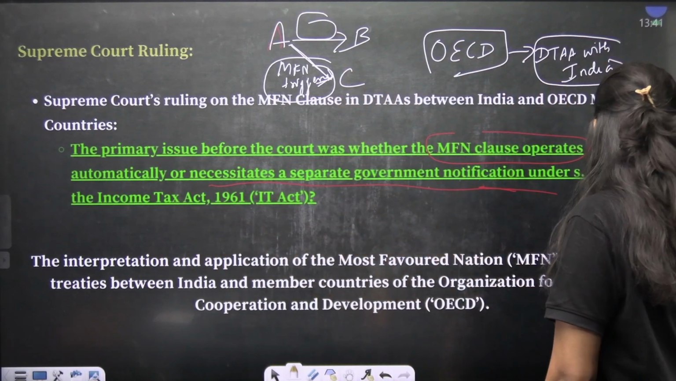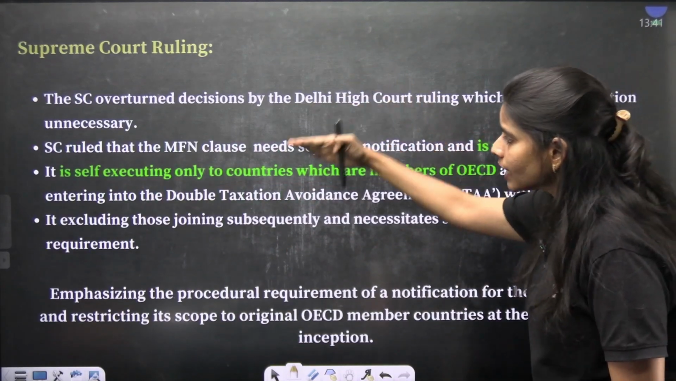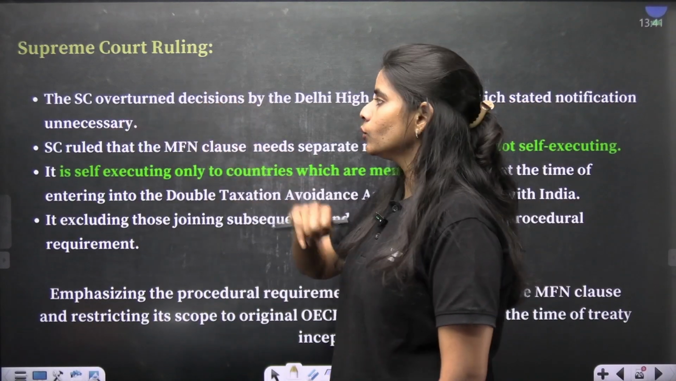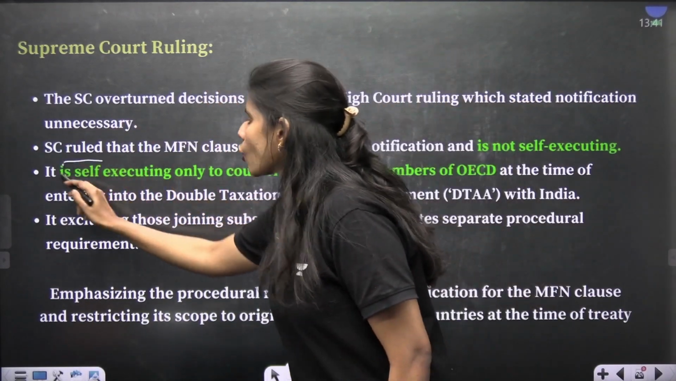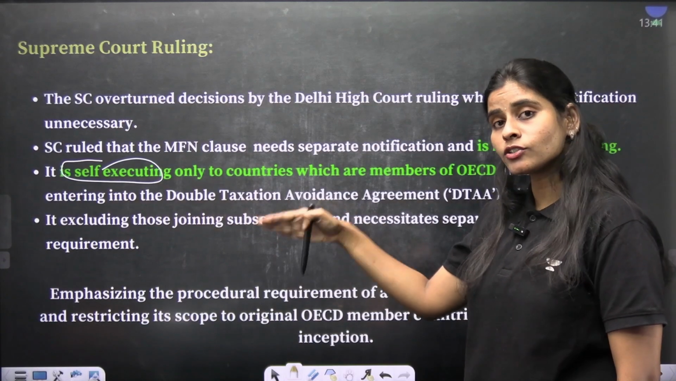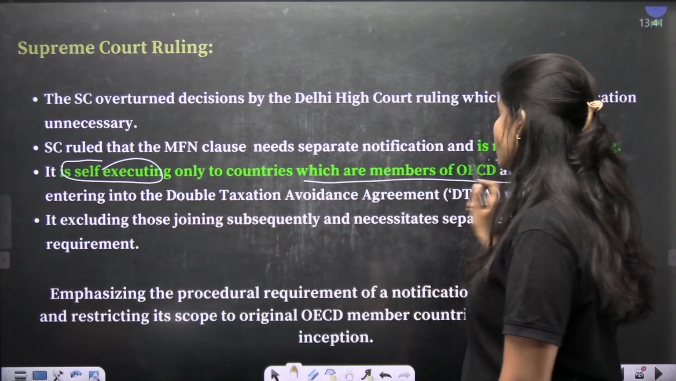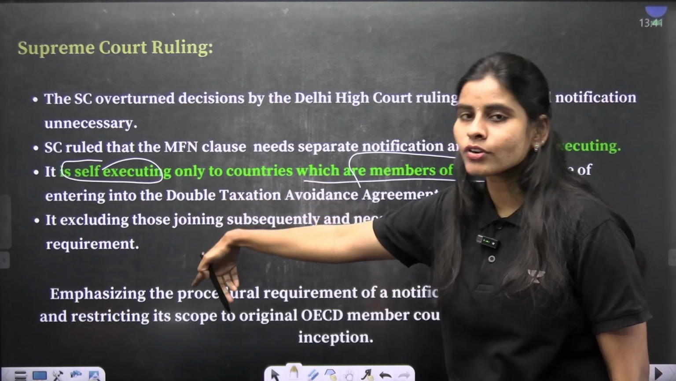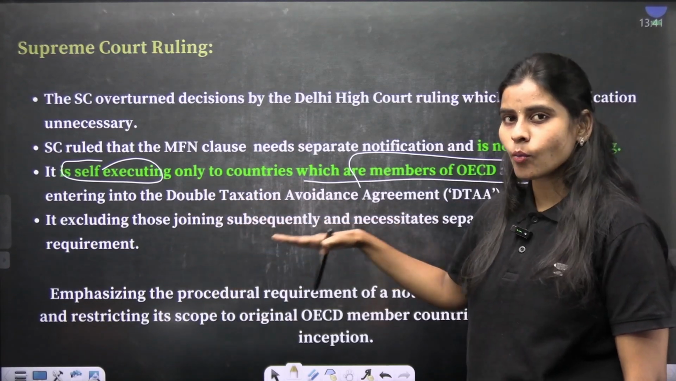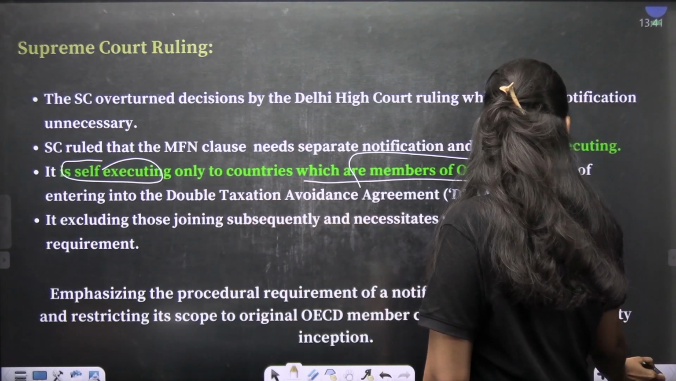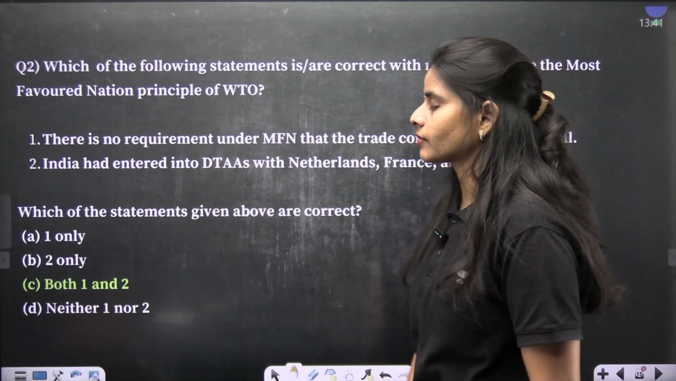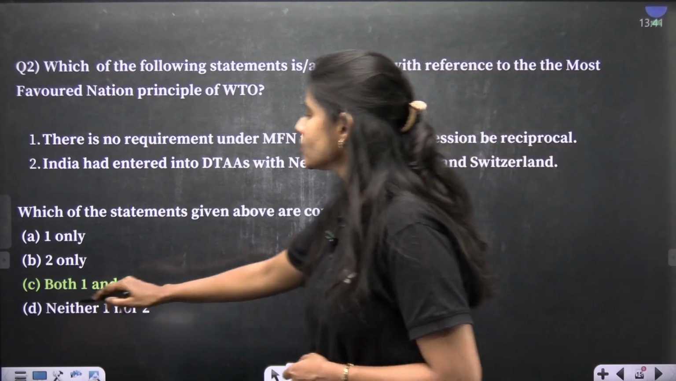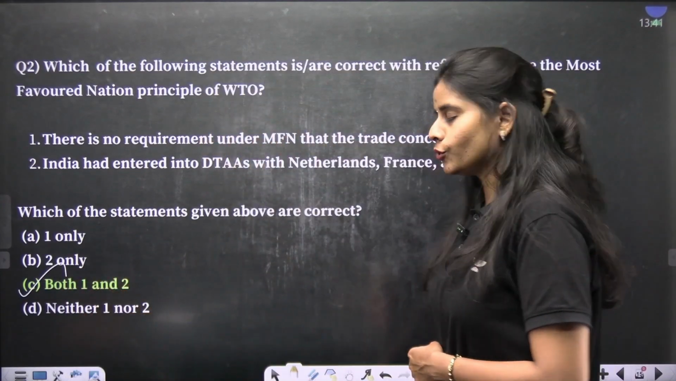So go through this once, and here you can have the Supreme Court ruling, which stated that it is not self-executing; it is self-executing only for countries which are members of OECD at the time of joining the double taxation avoidance agreement with India. So what is the correct answer here? It is both 1 and 2 only.